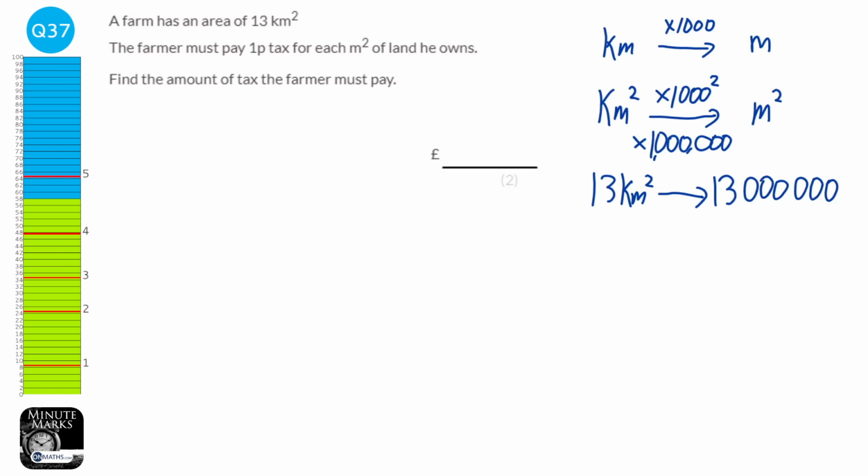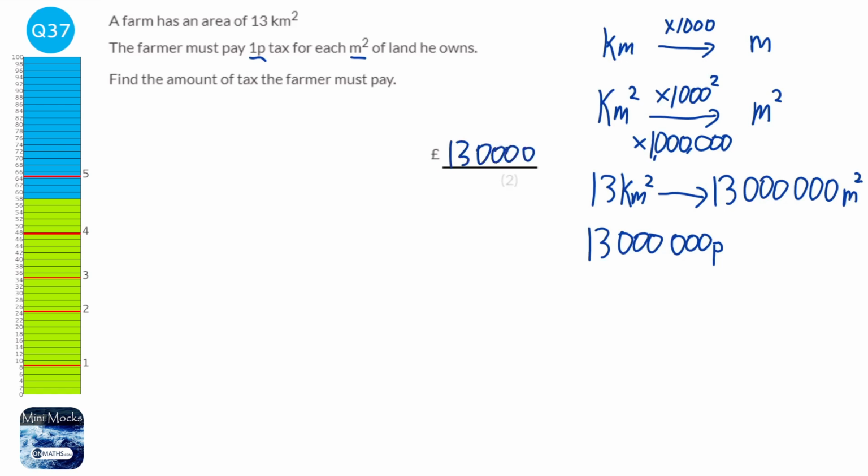Now, it says here the farmer must pay 1 pence tax for every metre squared. So this is going to be 13 million metres squared. And so that's going to cost him or her 13 million pence. But the answer is going to be in pounds. So we just need to get rid of 2 of the zeros at the end. So it's going to be 13, 1, 2, 3, 4. So it's going to be £130,000.